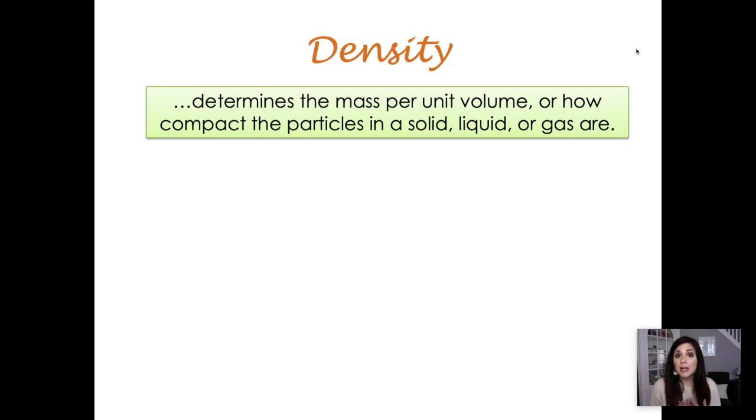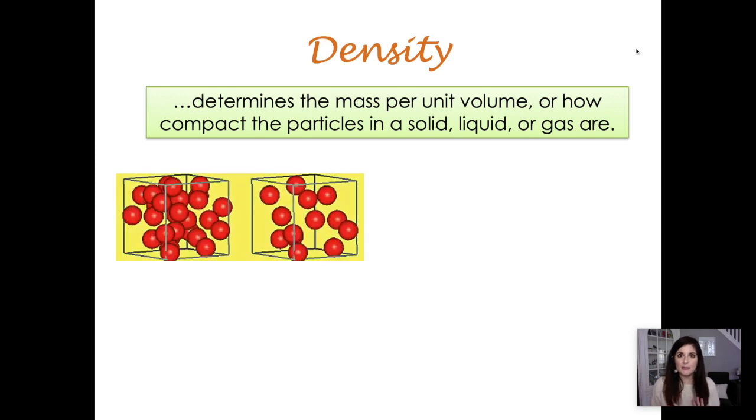So I have a pug at home, if you didn't know, and I always say that my pug is super, super dense. He's a small dog, but he's very, very heavy. There's a lot of stuff crammed into a very small amount of space. He's very, very dense. As opposed to something that's not very dense, he wouldn't weigh a lot compared to his size. And that's what we mean by the mass per unit volume. There's a lot of stuff in a given amount of space.